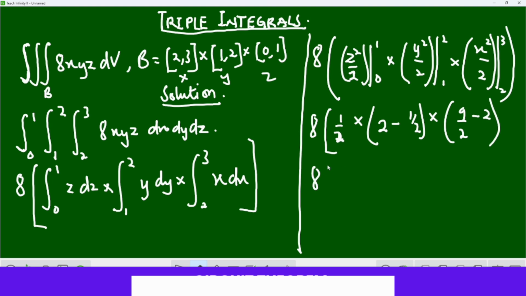So our 8 is going to multiply 1 over 2, times this is going to give us 3 over 2, times this is going to give us 5 over 2. Hence, this 2 cancels this 4. That 2 will cancel this 2, and 2 will go to this 1, giving 1 times 1 times 3 times 5, giving us 15.